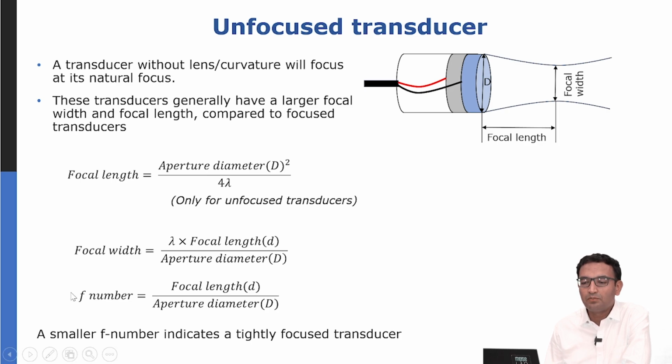Now, a smaller f number indicates a tightly focused transducer. For imaging, we have reasonably well focused transducers. For therapeutic ultrasound applications, such as using ultrasound for ablation, destroying cancerous tissue, etc., very sharply focused transducers are used. We won't be discussing that much in this class, but you can look them up if you are interested.